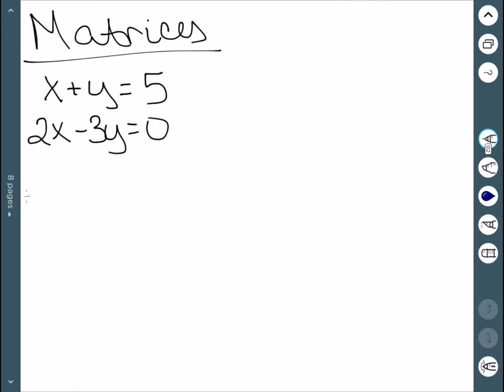We'll now look at matrices and how they're related to systems of equations. So we're going to start with this system, x plus y equals 5, and 2x minus 3y equals 0. And we want to try to simplify this and solve it.